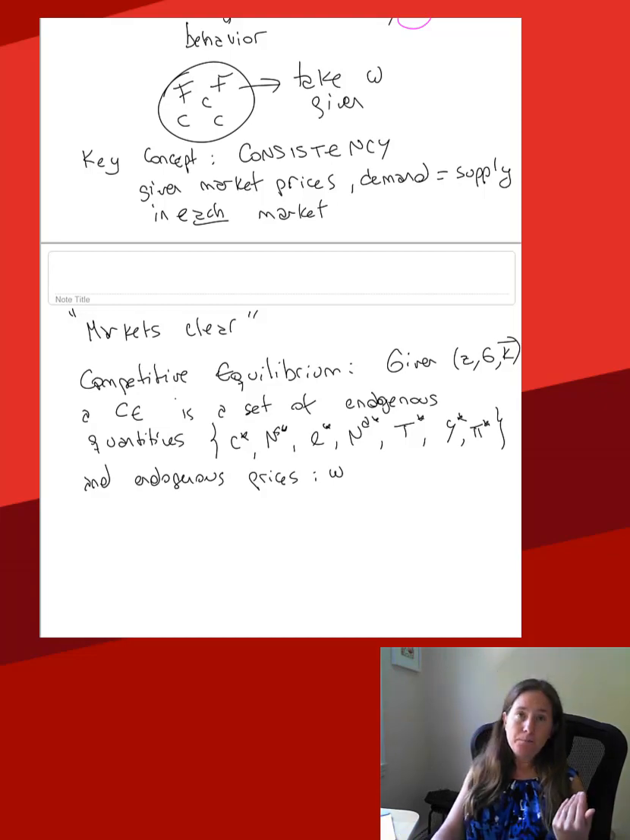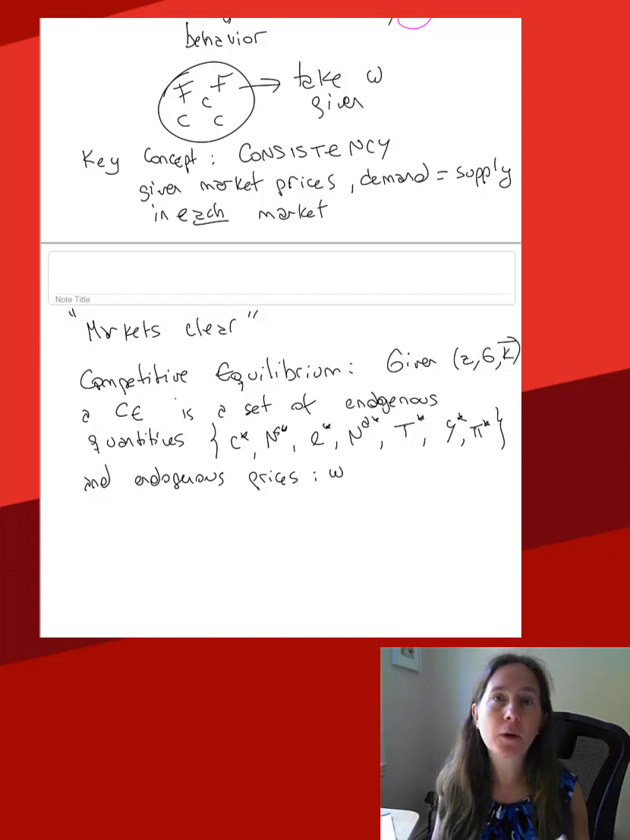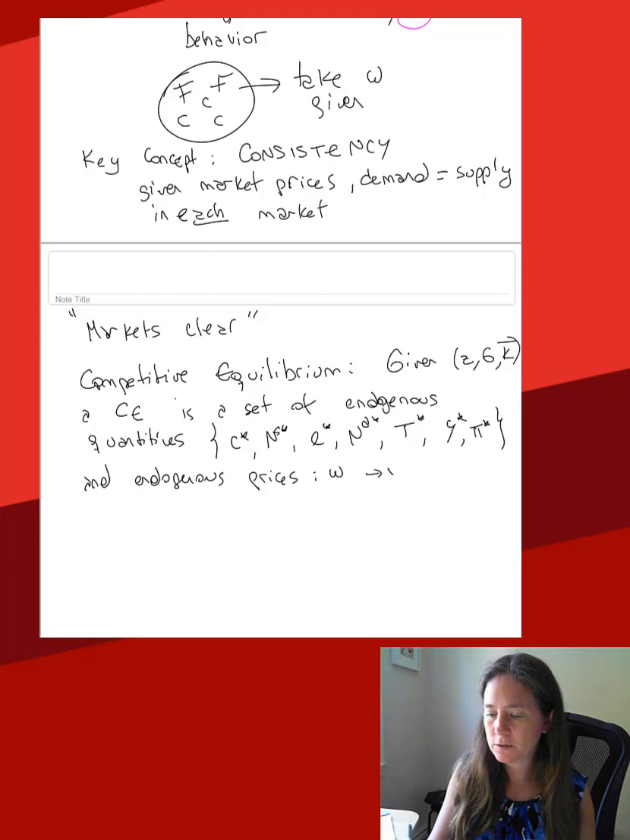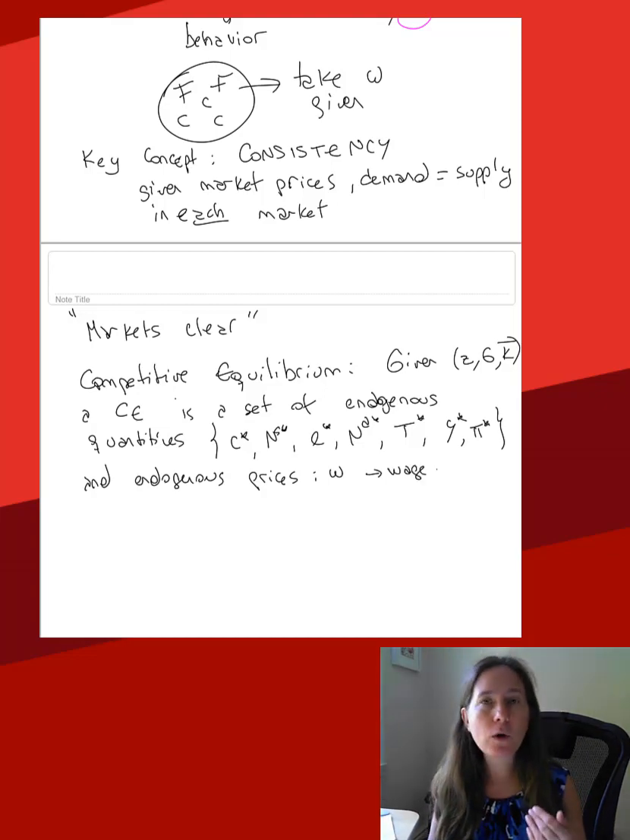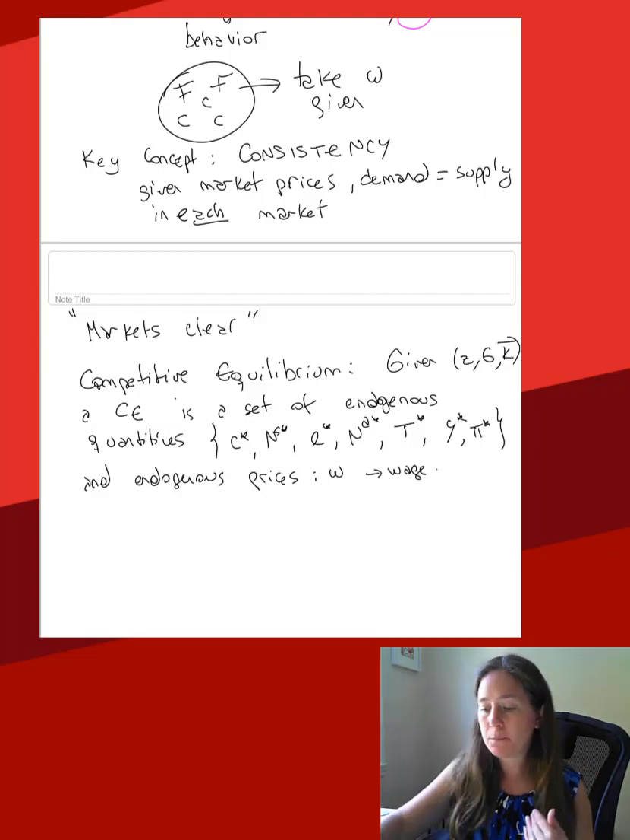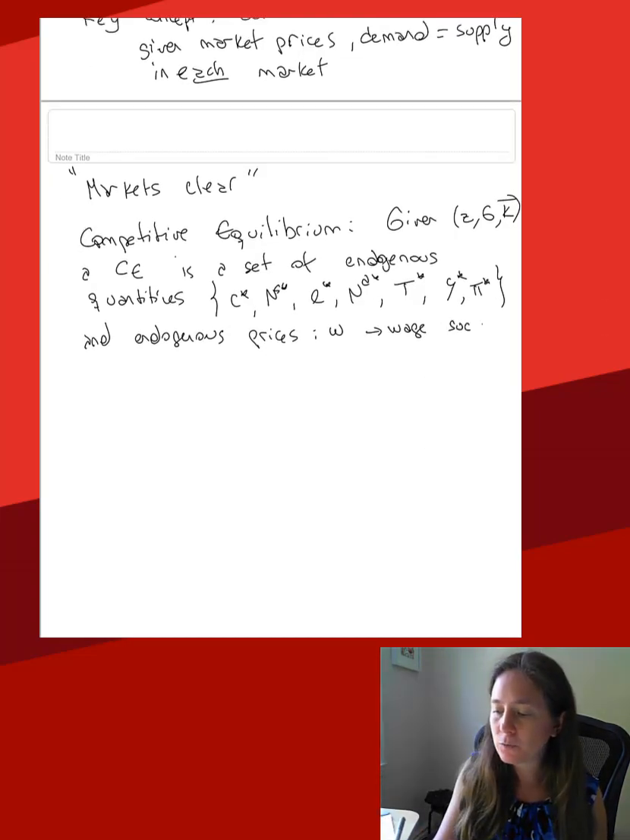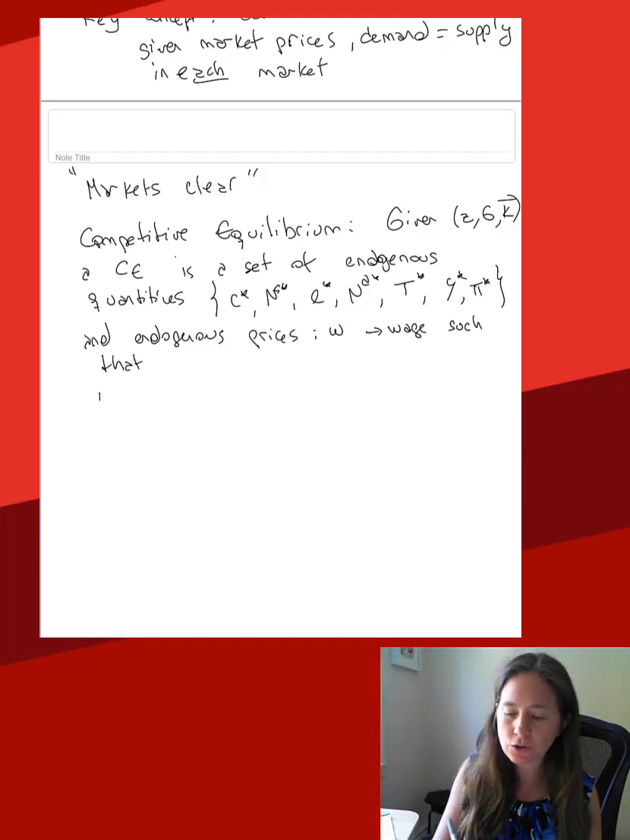Why is this? Because we assume that our consumption good is the numeraire, so we are defining everything in real terms, in terms of the price of that good. So when we think of the wage rate, remember, we are thinking about the real wage rate. So how much an individual is paid in terms of production goods for each hour that she works. And these have to be such that, and these are going to be our competitive equilibrium conditions.